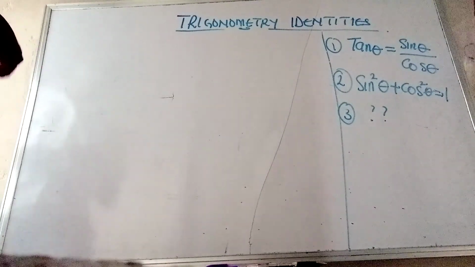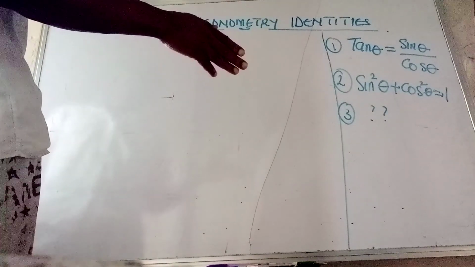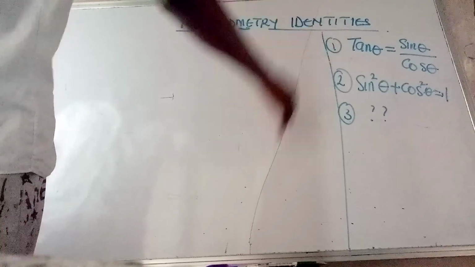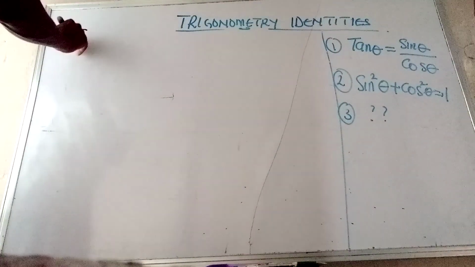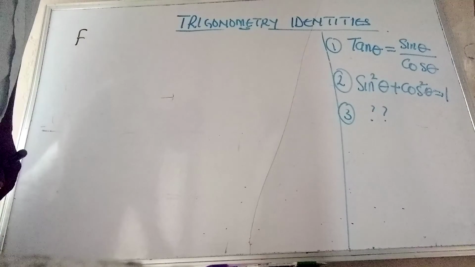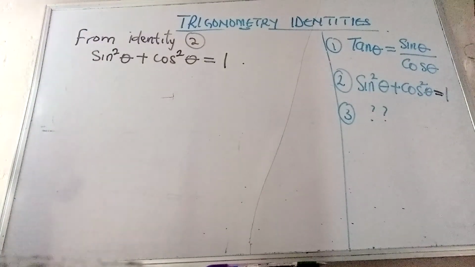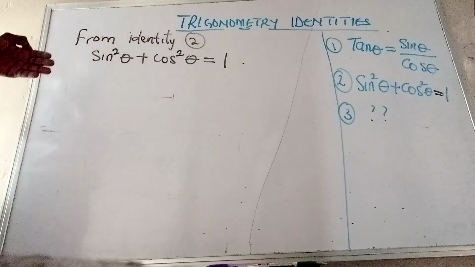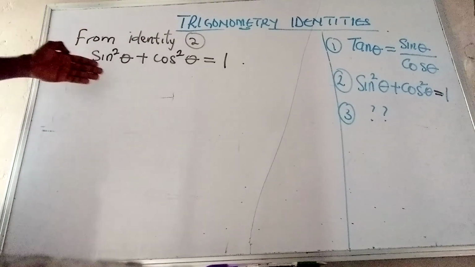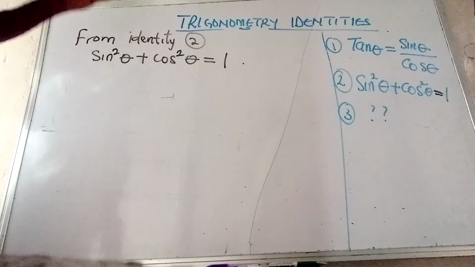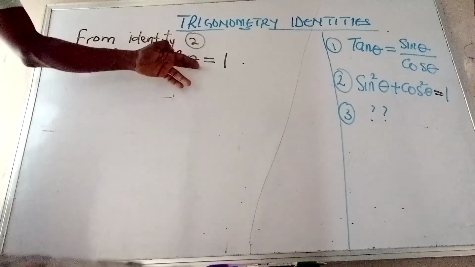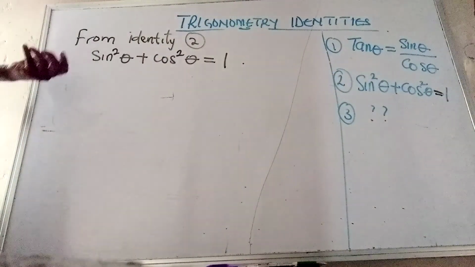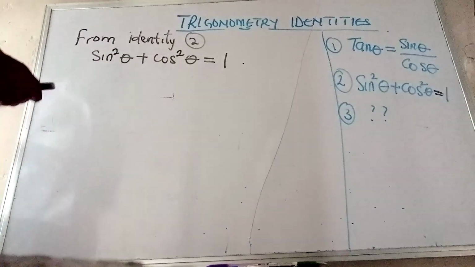Now, I want to prove another identity from the already existing two identities seen on the board. From identity 2, that is the second identity, which says sine square of theta plus cosine square of theta equals to 1. I am quoting this. I want to achieve something from here. And what is that? I want to achieve tan.